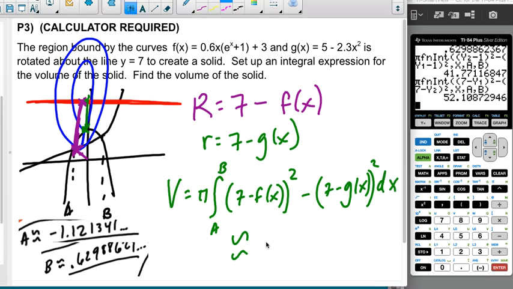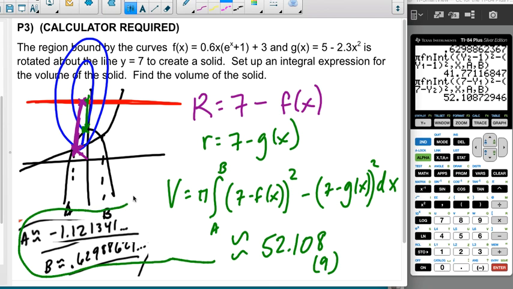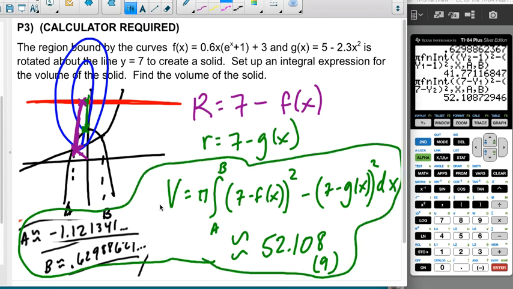I hit enter and I get that this is 52.108 or 9, depending if you round or truncate. So again, this is the information that you would need. It was made slightly easier by the fact that I intentionally picked the same problem, right? I did that on purpose so we wouldn't have to reinvent the wheel.